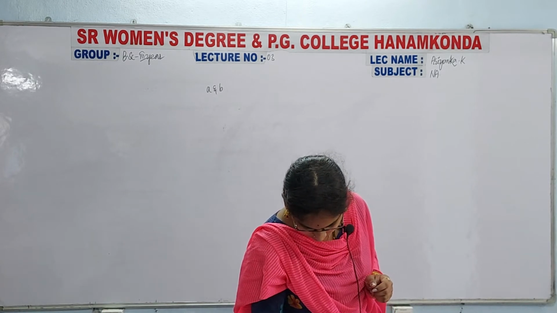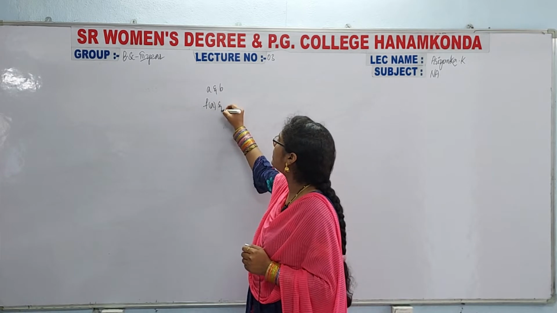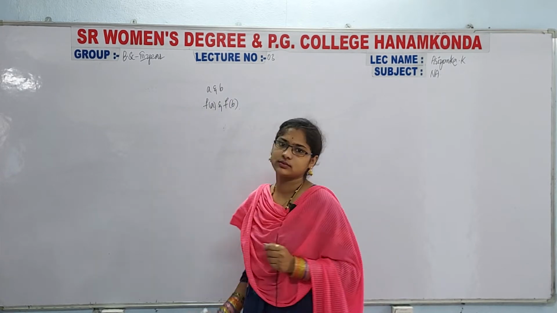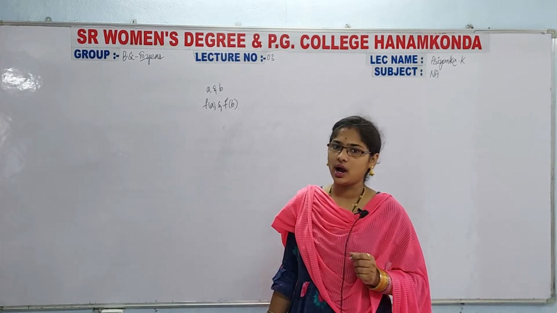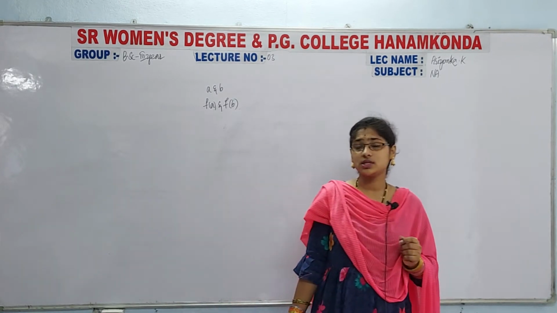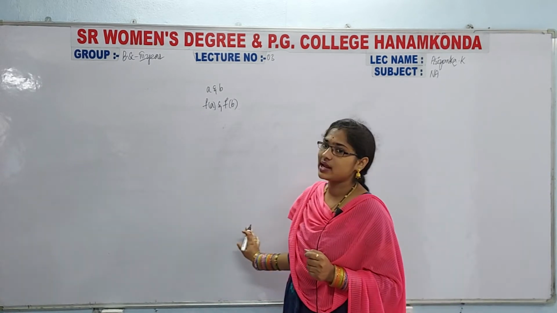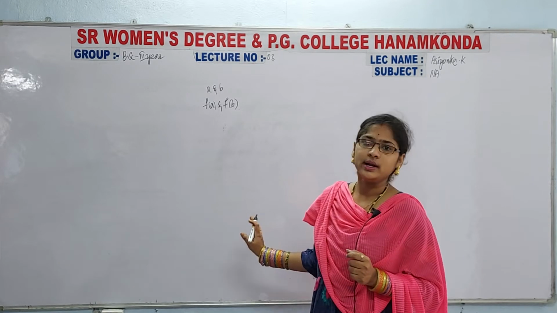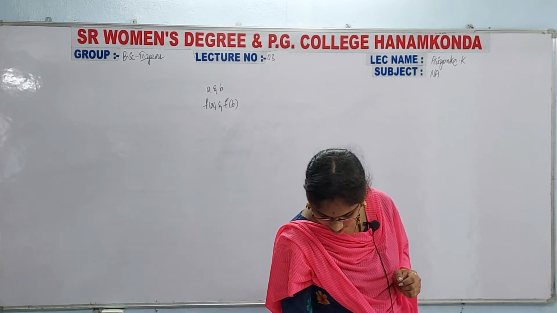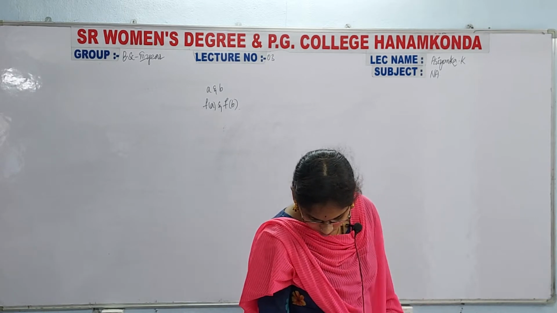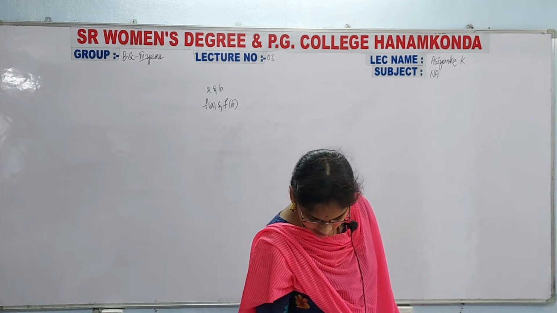and f(a) and f(b) are of opposite signs. Already I gave this information in a previous class, so now again I am giving it according to our textbook: where f(a) and f(b) are of opposite signs, then there exists at least one root.